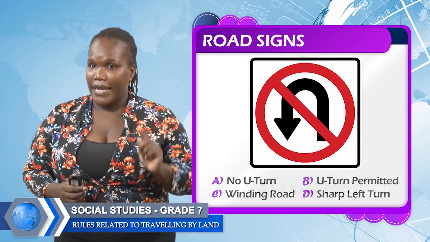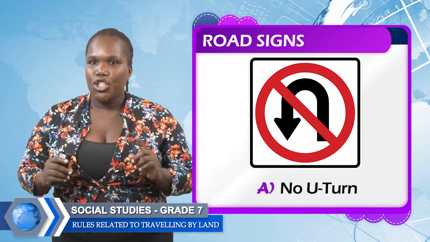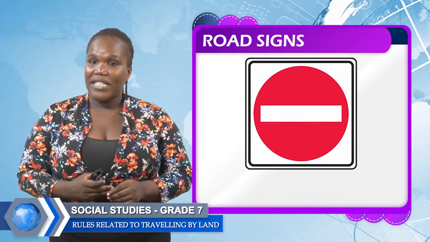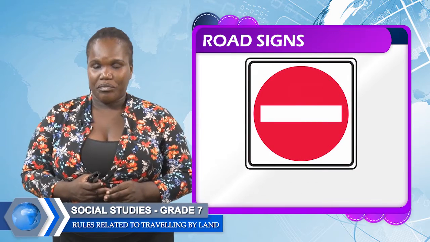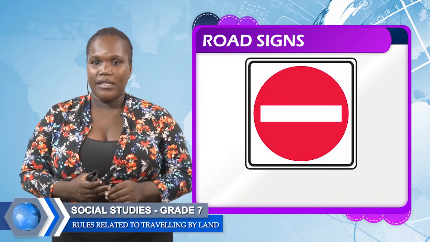Now, if you said A, then you're correct. The symbol represents no U-turn. So let's take a look at this symbol also. What do you think it represents?